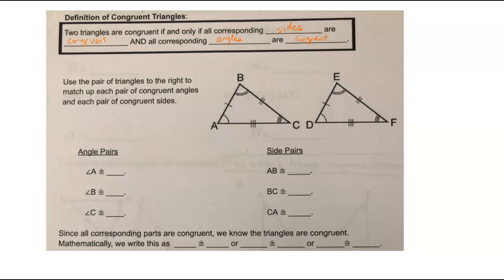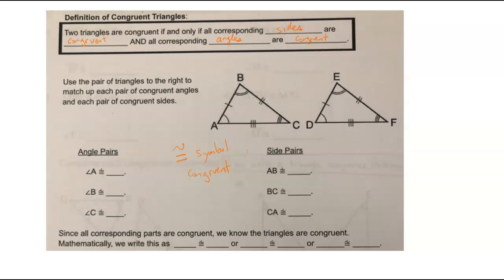So we want to use the pair of triangles to the right to match up each pair of congruent angles and each pair of congruent sides. If you want to pause the video and try this out on your own, feel free. If you don't, and you want to follow along, no worries. Notice that angle A, and this is our symbol for congruent, so I want to make sure we're well aware of that.